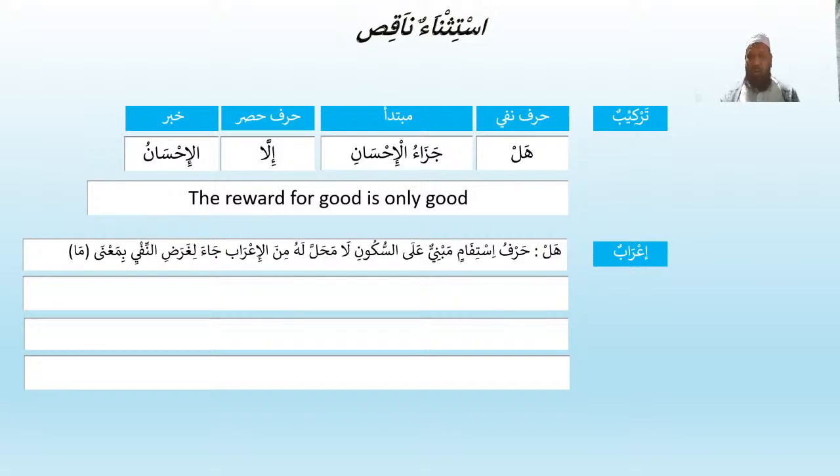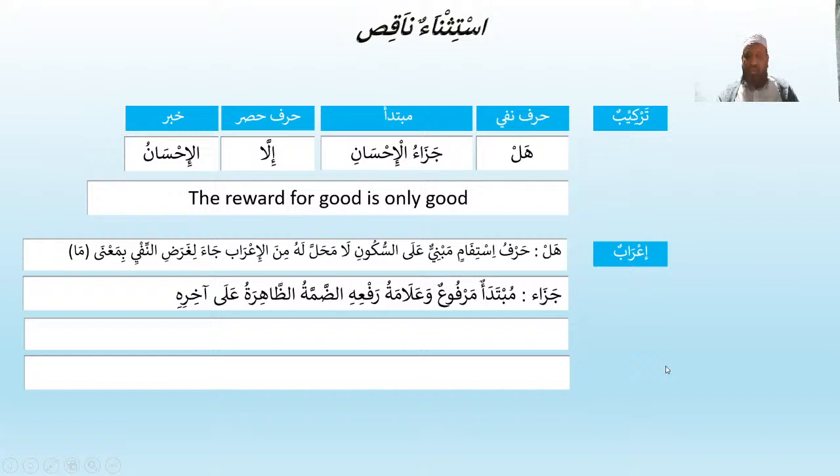The i'rab: هل حرف استفهام مبني على السكون لا محل له من الإعراب جاء لغرض النفي بمعنى ما. Because you know in جملة اسمية the negative particle is ما. So this هل has the meaning of ما here. If it was a fi'l, and if it's fi'l ماضي, we could have said ما over here. If it's fi'l مضارع, لا over here. Okay, and because it's جملة اسمية جاء لغرض النفي بمعنى ما.